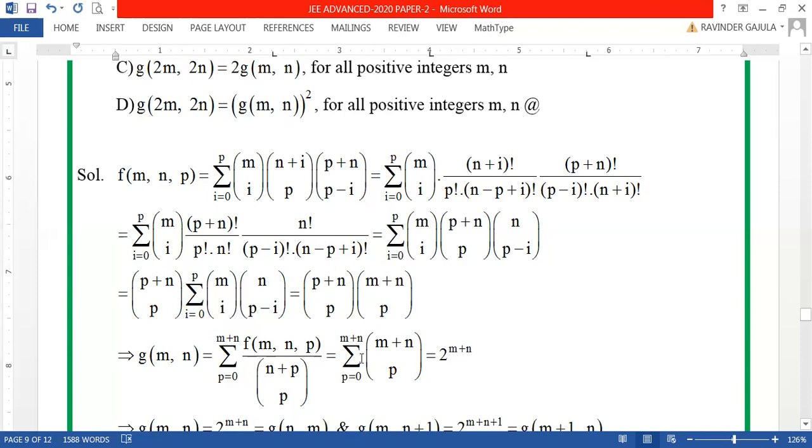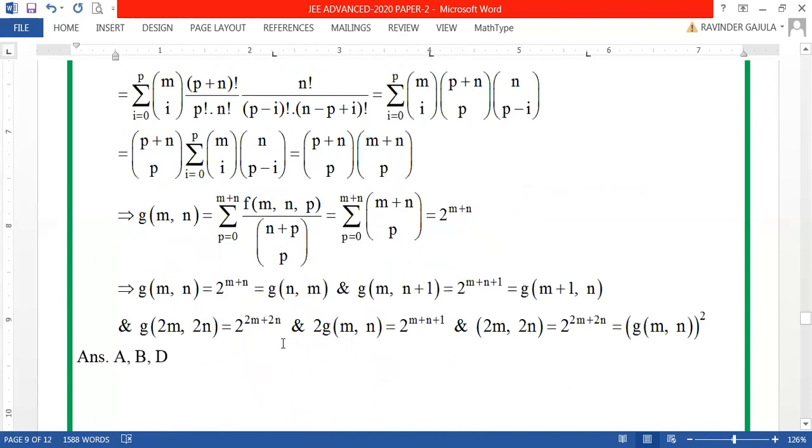So sigma p equal to 0 to m plus n of (m+n)Cp will be taken from p equal to 0 to m plus n, meaning every combination from first to last is there. Therefore, it can be taken as 2^(m+n), like the sum of all the binomial coefficients from C0 to Cn is 2^n. So here C0 to C(m+n), so everything can be taken as 2^(m+n). Okay, now Gmn is just 2^(m+n).